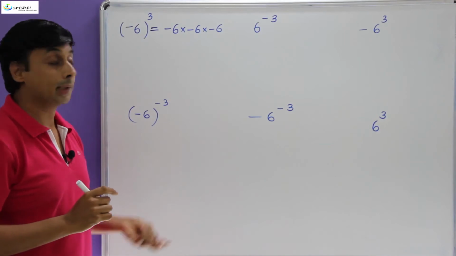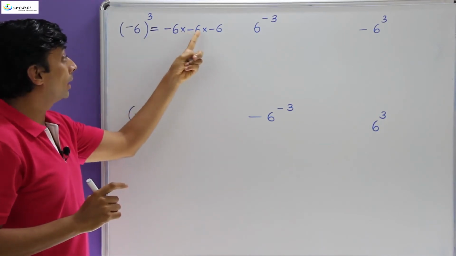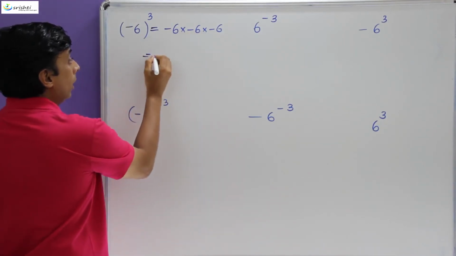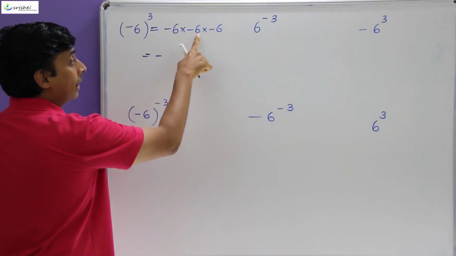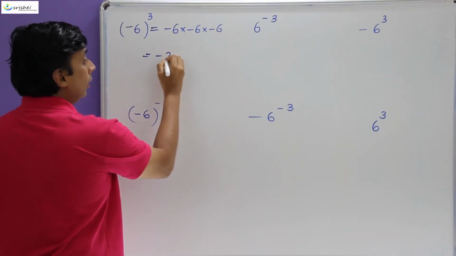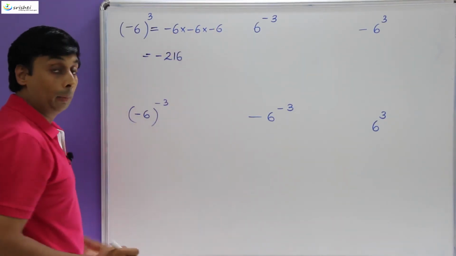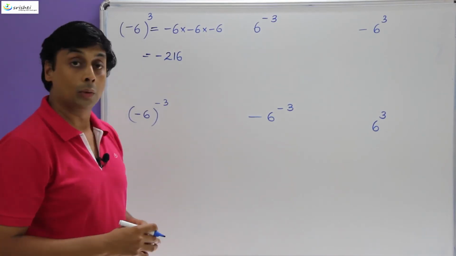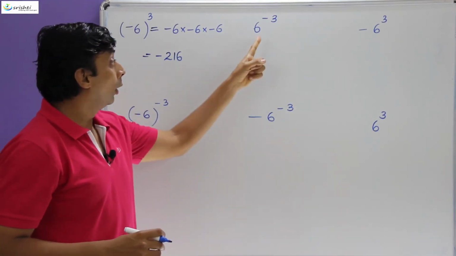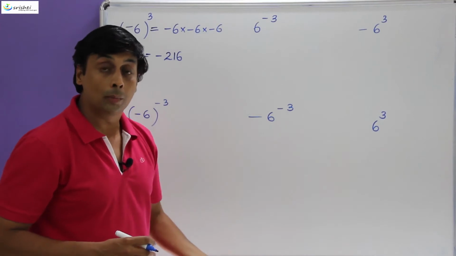Now let's compute the sign first. Minus into minus into minus is going to be minus, and 6 6s are 36, 36 6s are 216. So minus 6 the whole cube is minus 216. Now let's understand what is 6 raised to minus 3.